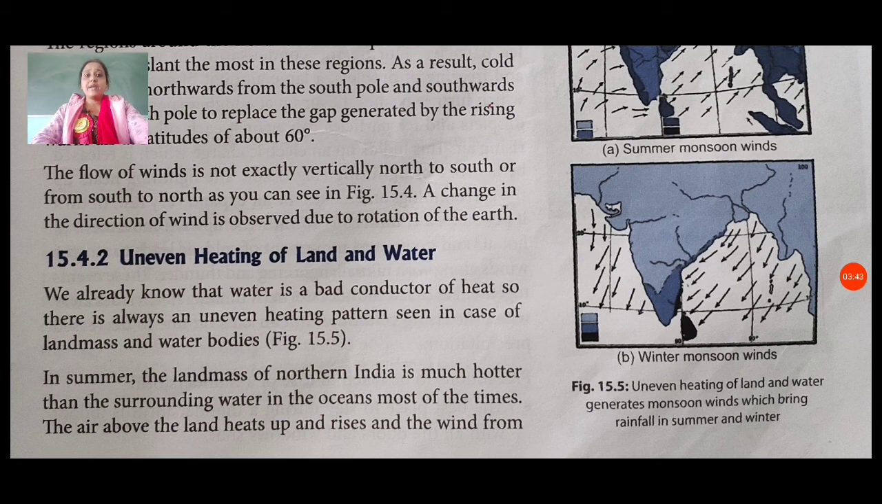Uneven heating of land and water. Our new topic. We already know that water is a bad conductor of heat, so there is always an uneven heating pattern seen in the case of landmass and water bodies. In summer, the landmass of northern India is much hotter than the surrounding water in the oceans most of the time. The air above the land heats up and rises, and wind forms. You are also familiar with land breeze and sea breeze. This is all because of the heat in the atmosphere.